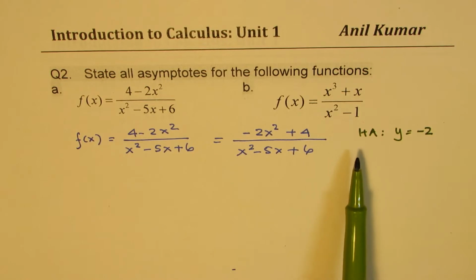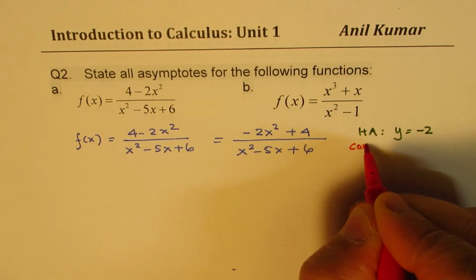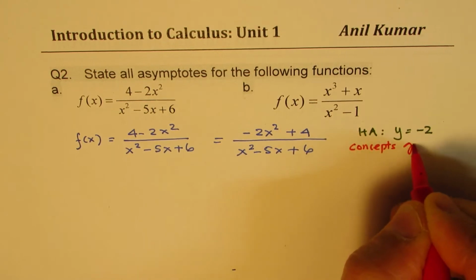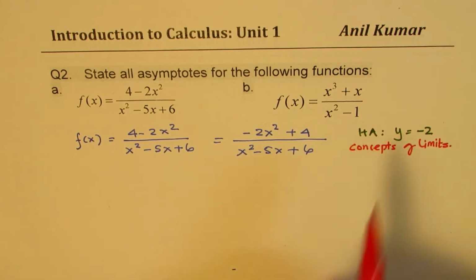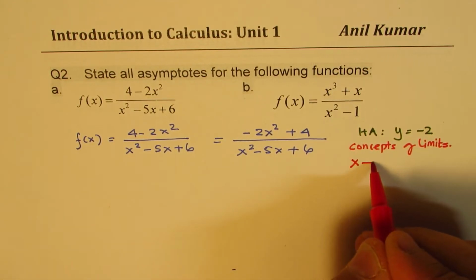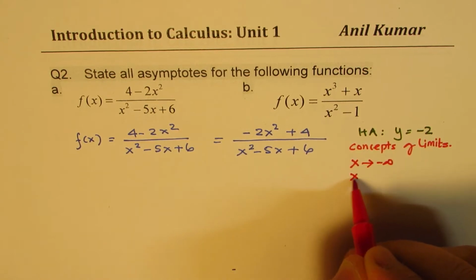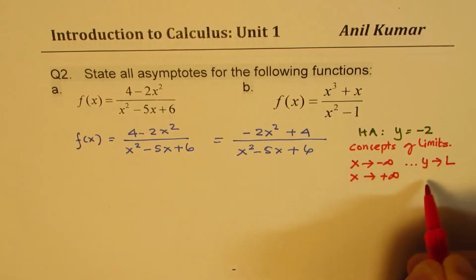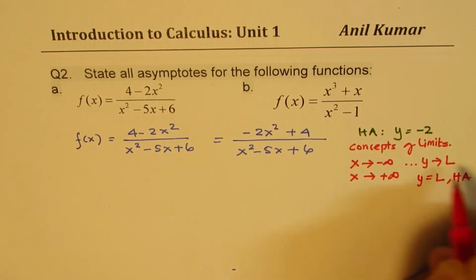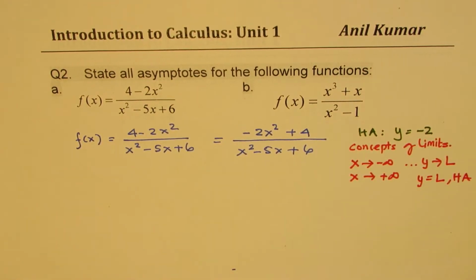We'll also use the concept of limits to show how to find this out, since it is a part of calculus. So let's look into the concept of limits. When we talk about horizontal asymptote, we are seeing what happens when x approaches negative infinity and when x approaches positive infinity. So if the value of y approaches a value L, then y equals L is the horizontal asymptote. So that is the concept. Let's move forward with this particular concept.